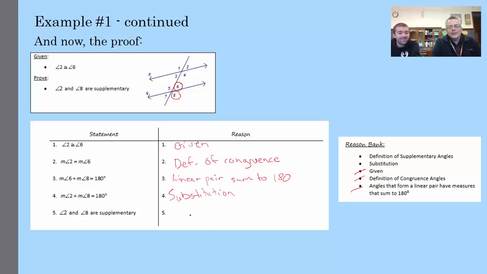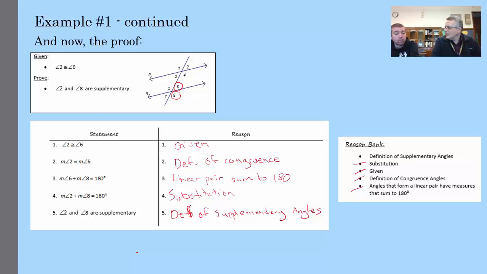Awesome. Now, you might think we're done. We have measure 2 plus measure 8 equals 180. But technically, we're supposed to show that they were supplementary. So, after we show that their measures add up to 180, now we can say they're supplementary by definition of supplementary angles. Alright, so little tiny details. Proofs are a very exact business. Very precise. So saying that measure 2 plus measure 8 equals 180 is kind of done, but really we wanted to say they're supplementary.